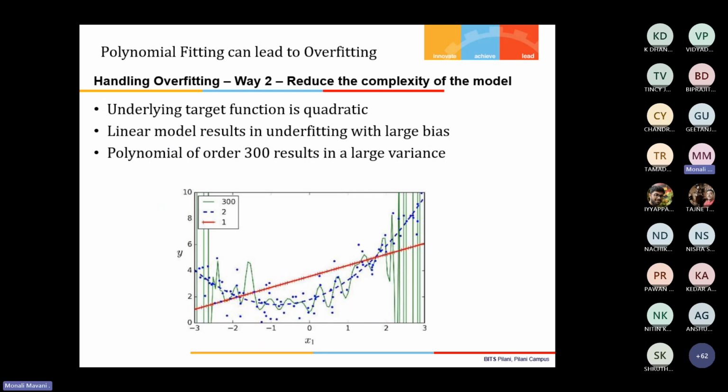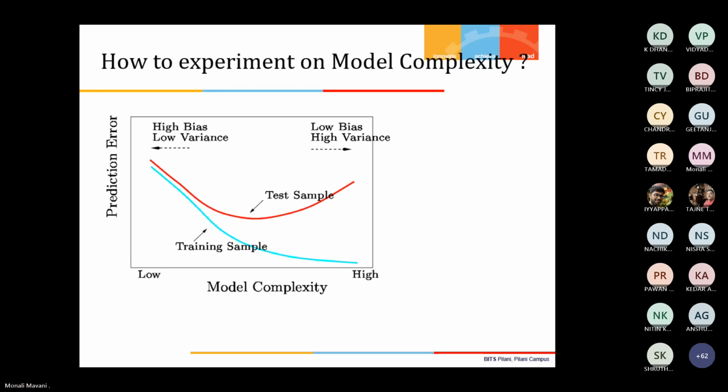Then another way is reducing the complexity of the model. That means reduce the polynomial degree, or reduce the number of features. We have already talked about this. In general, we always have to make a trade-off when we talk about model complexity: higher degree polynomial versus lower degree, or many features versus fewer features.